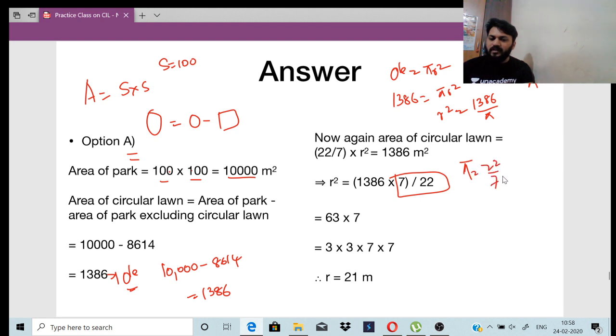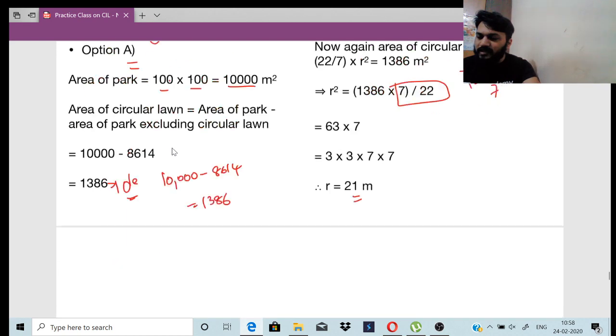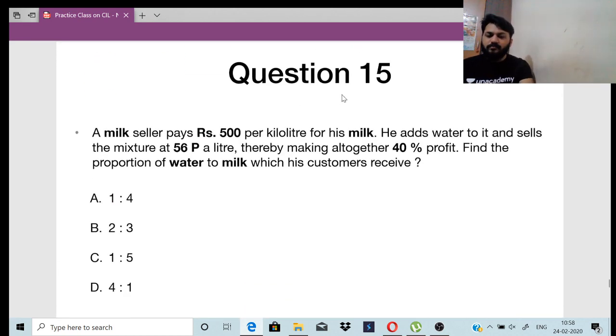Pi is 22 by 7, but when it goes down it will become 7 by 22, so don't get confused here. 1386 into 7 by 22 is 63 into 7; take the square root, 21 will be the answer. 21 is the answer, option A. Let's move fast to the 15th question.